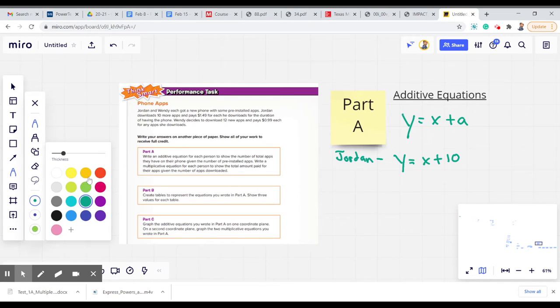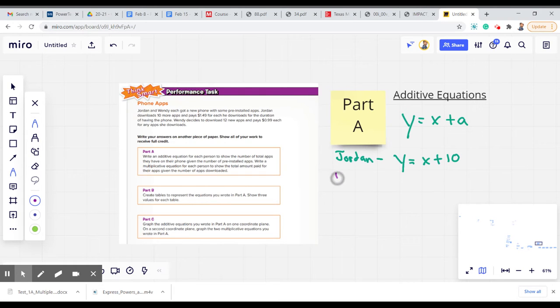All right, let me change colors for Wendy. Let's check out Wendy. Okay, so Wendy, we're looking for an additive equation again. So it's going to be y equals, and it says she downloaded 12 new apps. So x plus 12. Okay, those are the two answers that you should have got for, I think it was numbers 1 and 2 on the Google form. Okay, y equals x plus 10 and y equals x plus 12. Make sure we put the y equals, okay? Some of y'all just put x plus 10 and x plus 12, but we want to make sure we complete the whole equation, okay?